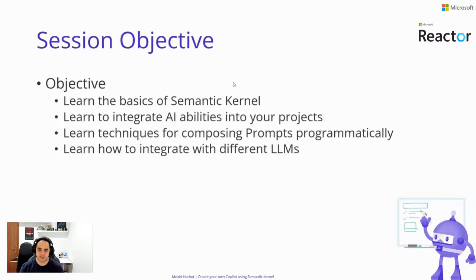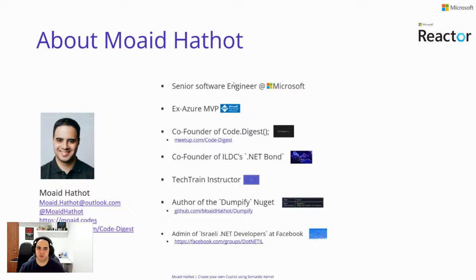So it's that easy. And before we start, a few words about myself. My name is Muayyad Hathout. I'm a software engineer at Microsoft, currently working on some Azure stuff. Previously to joining Microsoft, I was an Azure MVP. I am the co-founder of Code Digest, which is a local user group here in Israel. I'm also the co-founder of .NET Bond, a community inside Microsoft ILDC by .NET developers for .NET developers, and I'm also the author of the Dumpify package, so you can check it out.